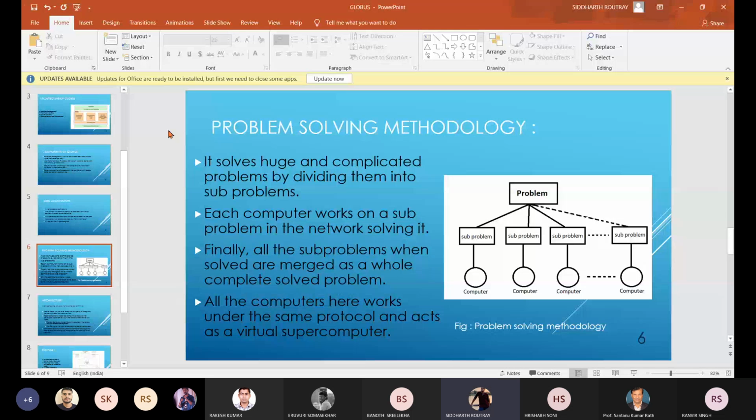Go ahead. Now let's come to the problem solving methodology in the grid architecture. As I said, there is a big complicated problem that needs to be solved. That problem is first subdivided into smaller sub problems, and the important thing here is that those sub problems should be independent of each other. Then those sub problems are assigned to computers, which in the architecture are known as nodes. Those computers solve the single sub problems, and then all the solved problems are integrated as they were subdivided. So this is the problem solving methodology in the grid architecture.